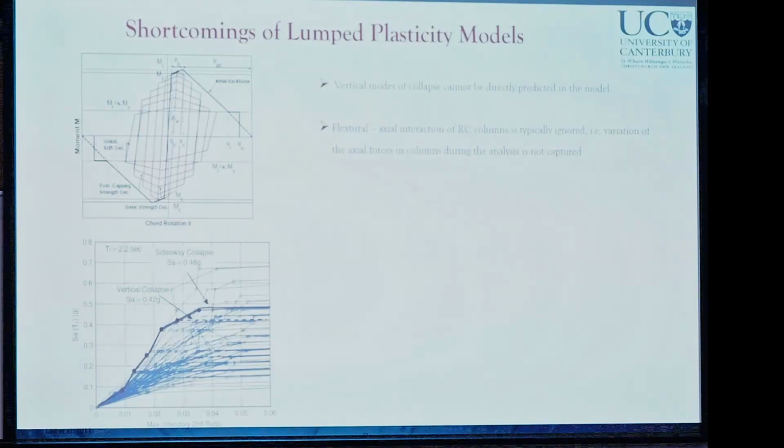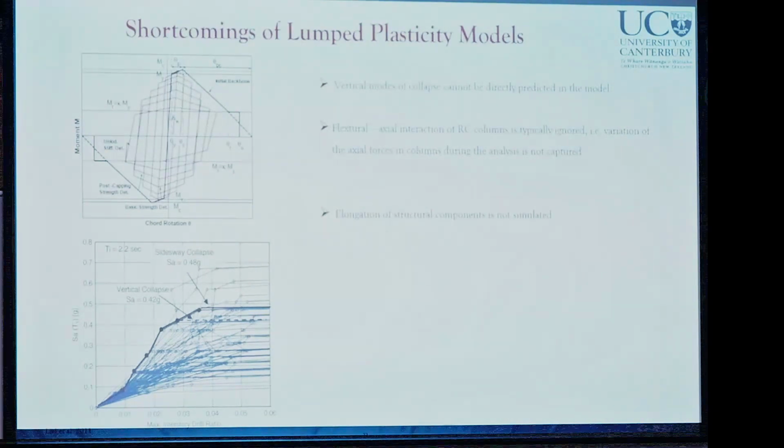The second issue with the lumped plasticity models is that the flexural-axial interaction of our RC columns is typically ignored. In other words, variation of the axial forces in columns during analysis is not captured. This is an issue that I'm going to talk about more in my next slides.